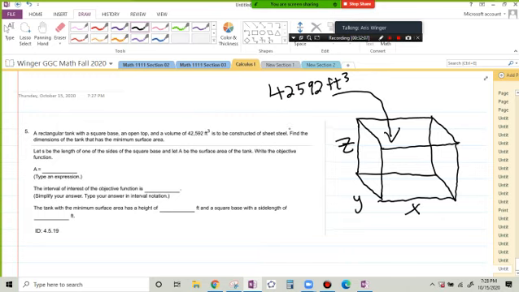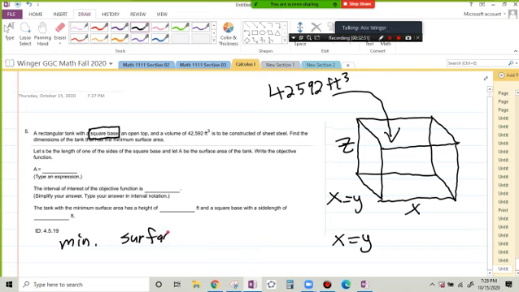We can start off by realizing that they said that the base was a square. And so they're trying to simplify things because we only know one variable. So that means that X and Y are the same. And so this is X. Let's be clear, they want us to minimize the surface area given that this box has to hold 42,592 feet cubed.